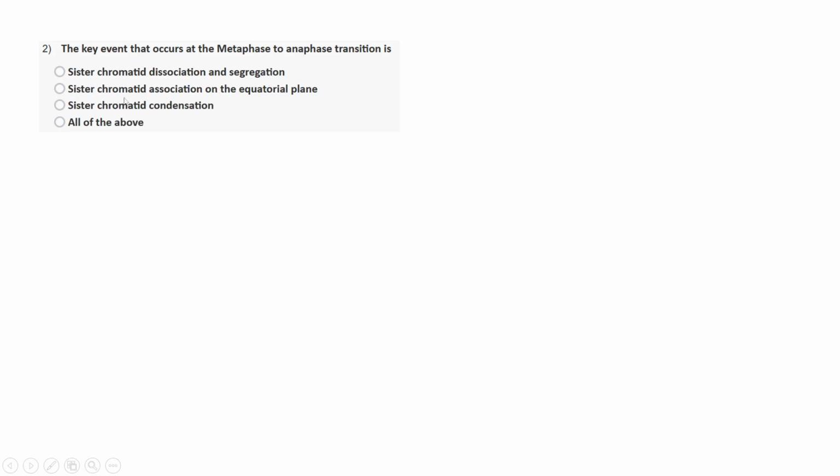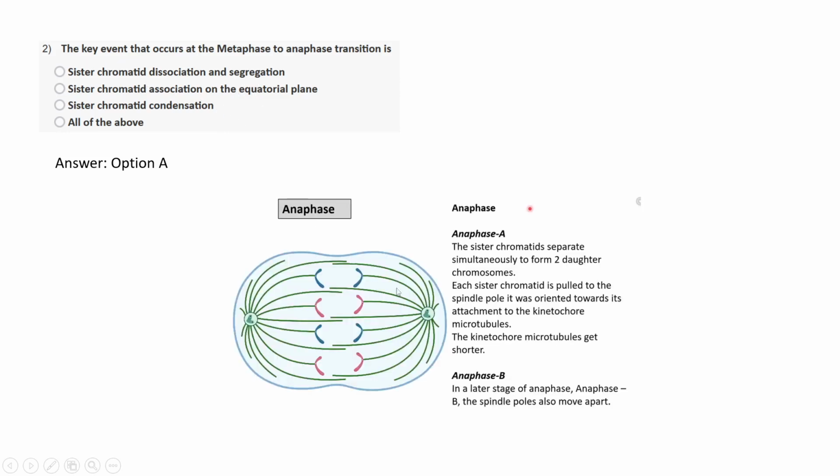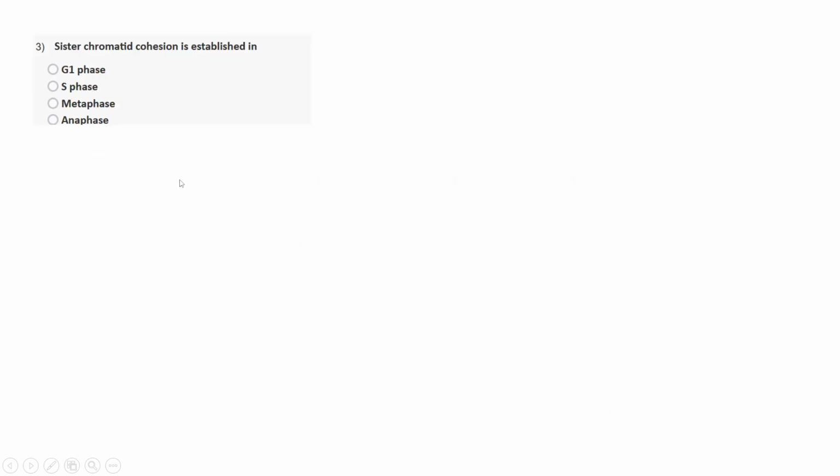This one is incorrect. Sister chromatid condensation occurs during the S phase of the cell cycle, not during the anaphase stage. So the correct option is option A, that is sister chromatid dissociation and segregation. Here you can see during the anaphase stage, the sister chromatids separate and are pulled away from each other. So option A is correct, that is sister chromatid dissociation and segregation.